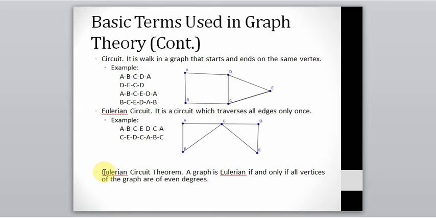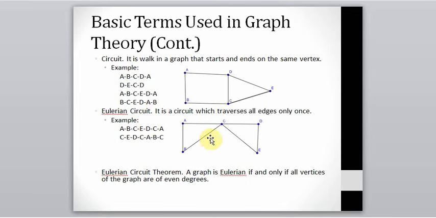So next is the Eulerian circuit theorem. According to this theorem, a graph is Eulerian if and only if all vertices of the graph are of even degrees. So this theorem means that not all graphs have Eulerian circuits. Only those graphs whose vertices are all of even degrees.